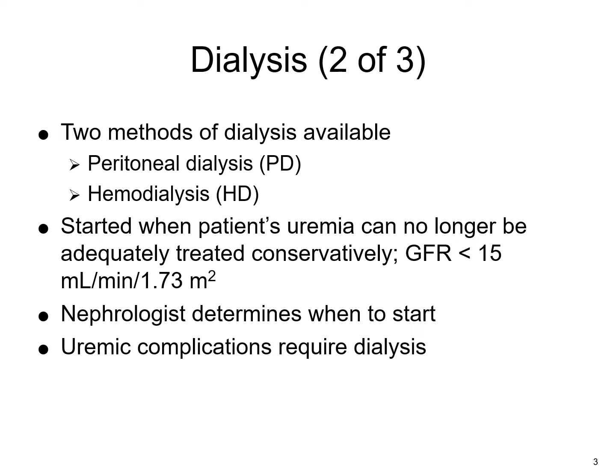There are two methods of dialysis available. So there's peritoneal dialysis and there's hemodialysis. So if a patient needs to be getting dialysis, like we said, the patient's uremia can no longer be adequately treated conservatively. Their GFR is less than 15 milliliters per minute, and really the nephrologist is the one that's going to determine that, all right? And uremic complications, we've discussed what those look like. We've discussed how every single system in your body is affected. It makes it impossible to just leave the patient like that. They have to get dialyzed.